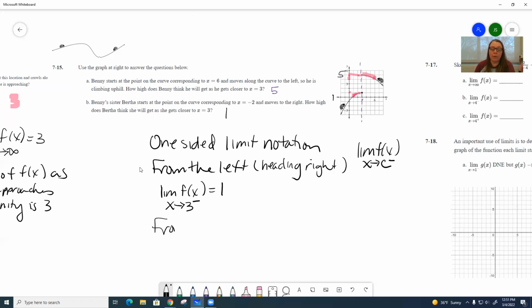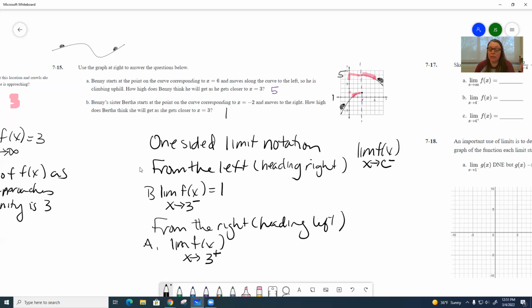So this is like part B. If we're approaching from the right, heading to the left, like we did in part A, the way we would write that is the limit of f of x as x approaches 3, but from the right side, with a little plus sign, is 5. And in general, for any function and any constant c, it would be the limit of f of x as x approaches c, then from the right we put a little plus sign, and then what does it equal. Sometimes this notation is a little confusing to interpret at first.